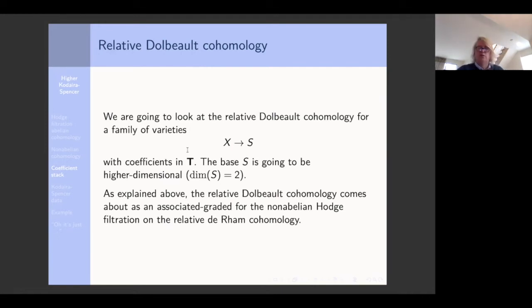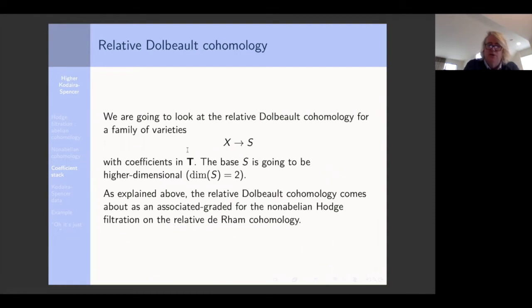And so we would like to look at the relative Dolbeault cohomology. So to get down to our example, we'd like to look at the relative Dolbeault cohomology for a family of varieties X over S, smooth projective and so on, with coefficients in T. And the base is going to be a higher dimensional stack, dimension 2. You'll see in the example in a minute.